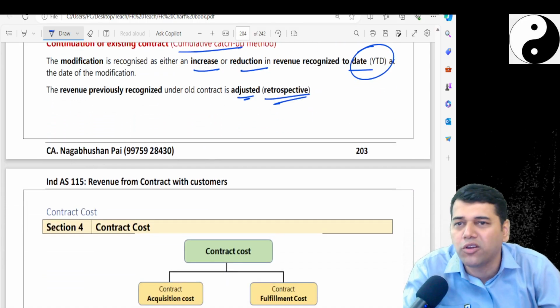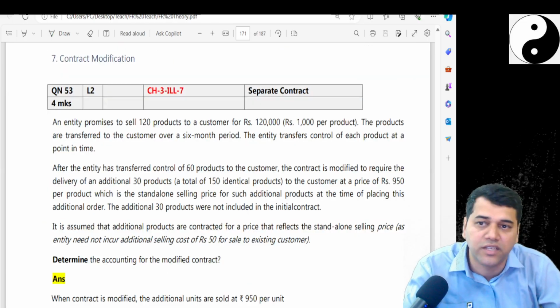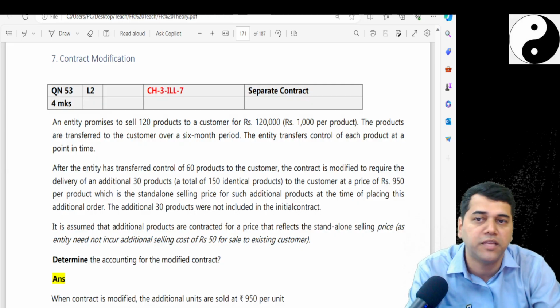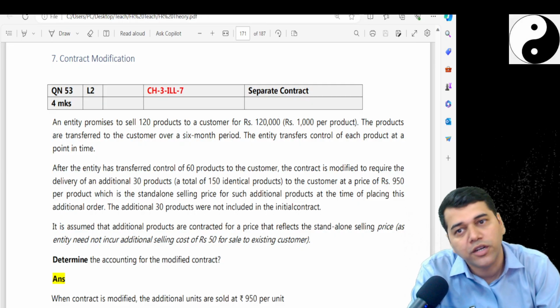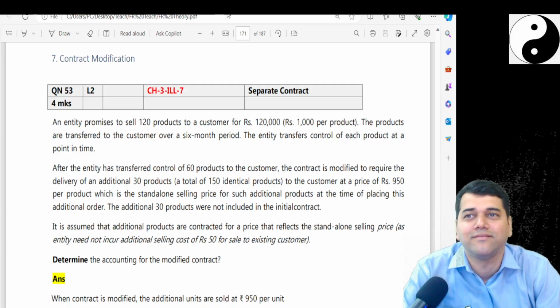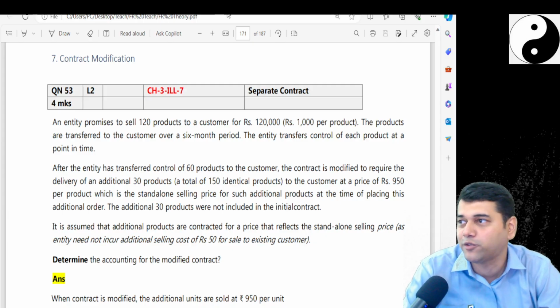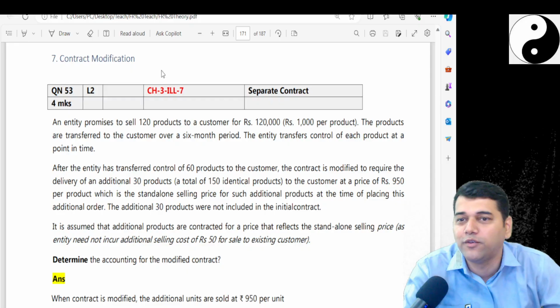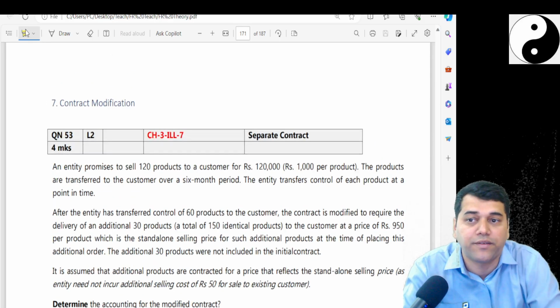Yes, and the small contract cost is there. We will just discuss certain theory. There is no practical question. Practical questions are there, but much is theory based. So, have you understood the concept? Now you are ready to answer the examination questions. Okay. So first question we will go with this. This is an illustration number 7 question.